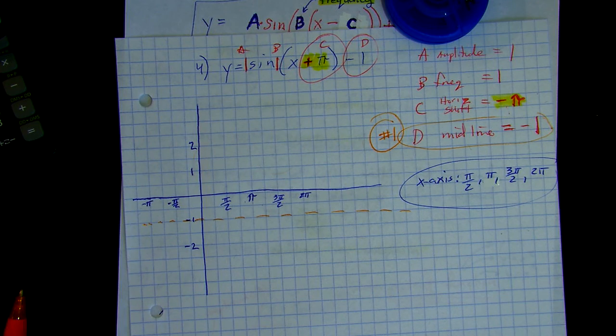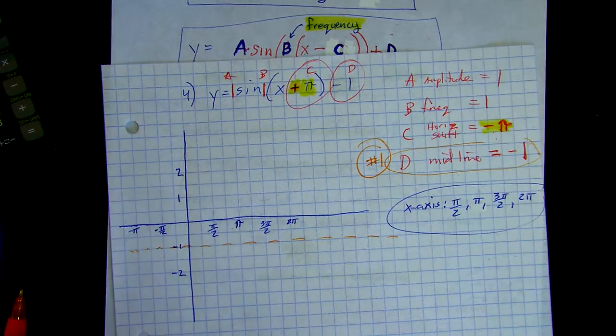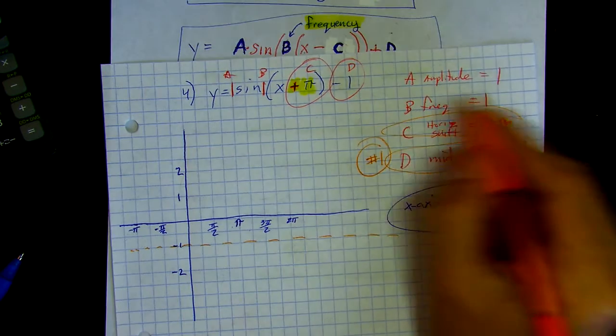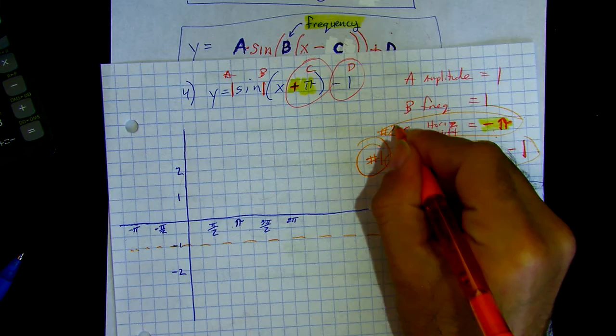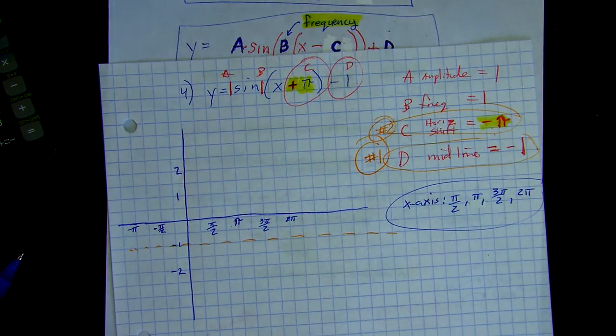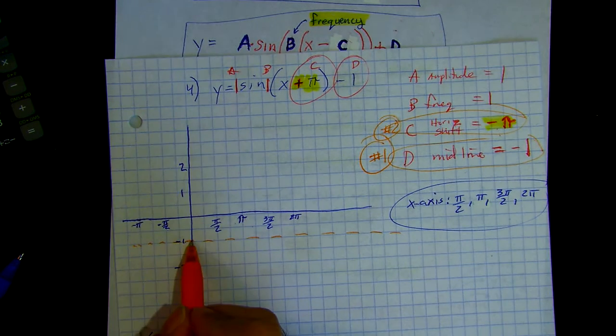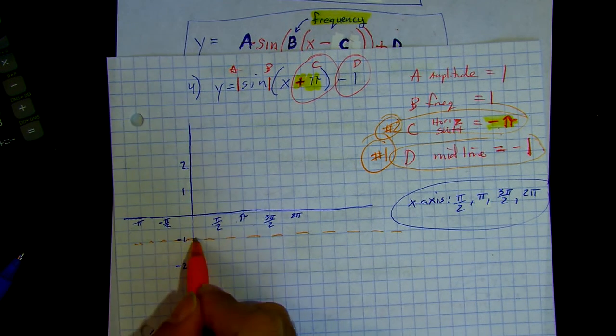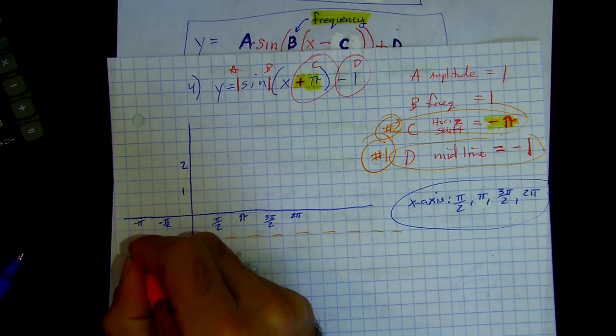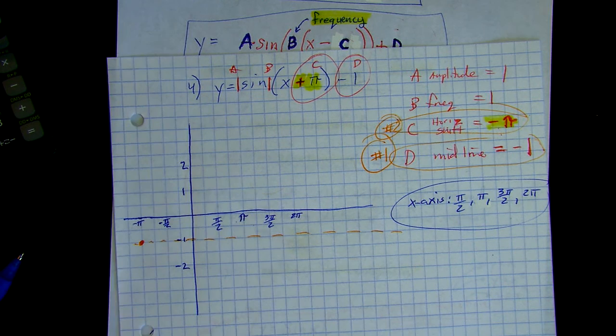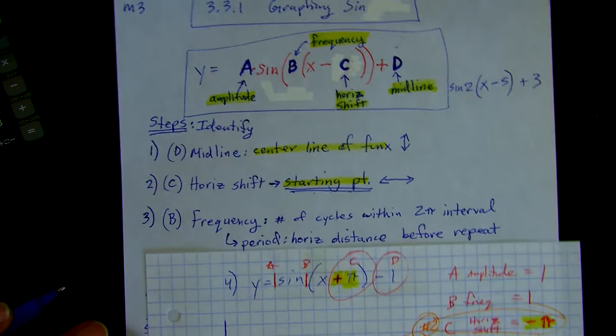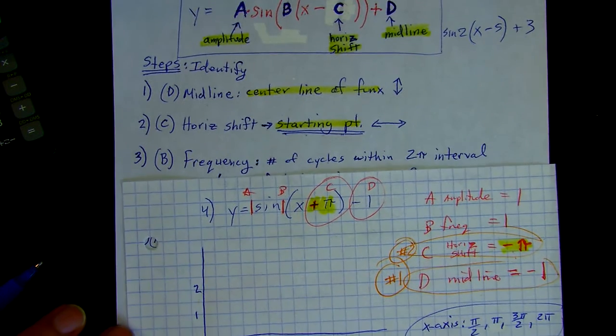Okay, so next was to find our horizontal shift. It's number 2. Notice how they're going backwards. Instead of it starting here on the axis, it's going to start right here. But we don't have enough information. We don't know how far up or how far down or anything like that. The next thing that we're supposed to find is our frequency.